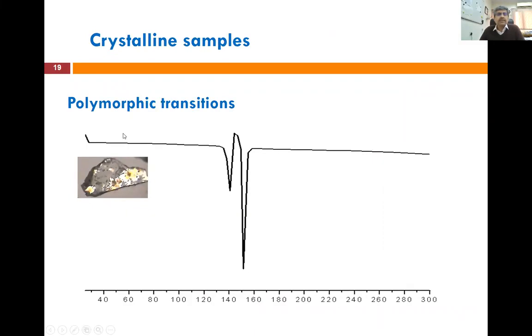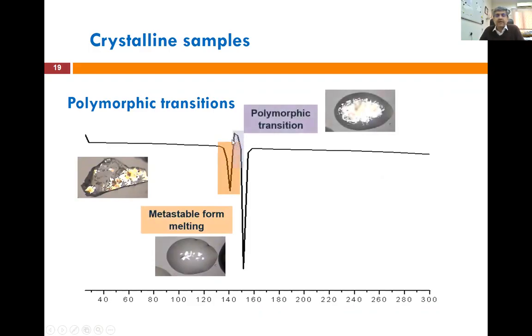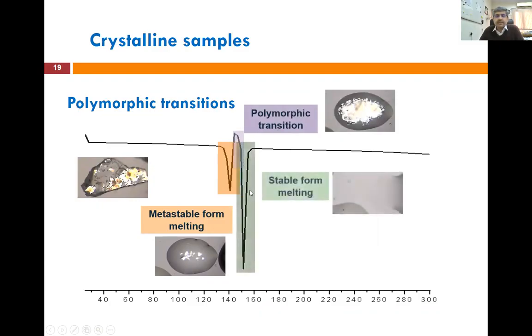Similarly, the polymorphic transitions can also be recorded using a DSC. So this is the hot stage microscopy photograph of a metastable polymorphic form, which will show a melting point at this temperature, followed by an exothermic event, which is due to the polymorphic transition. And then the new polymorphic form that has been generated will show its melting point. So the metastable polymorphic form first melts, then it recrystallizes to the stable form, and then later on the stable form will melt. So these kind of events can be very nicely captured using the differential scanning calorimeter.